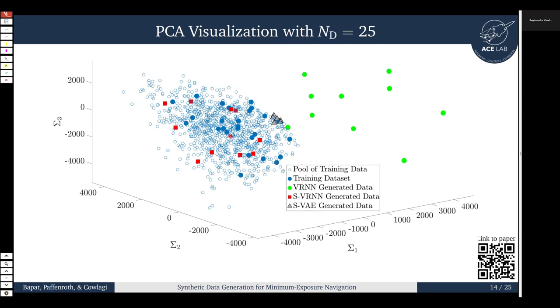The split VRNN continues to do well. So the split VRNN is here. That continues to do well. The SVAE, the split VAE, continues to do badly. It kind of doesn't show very well in this particular angle.